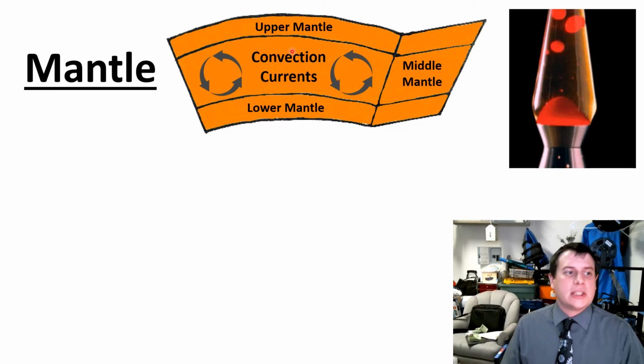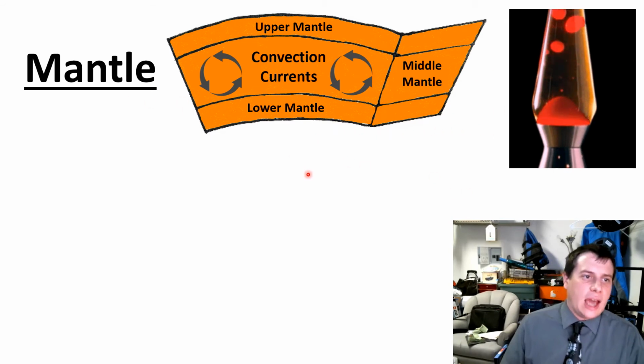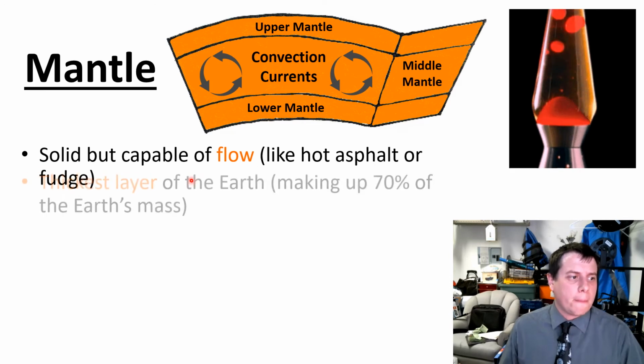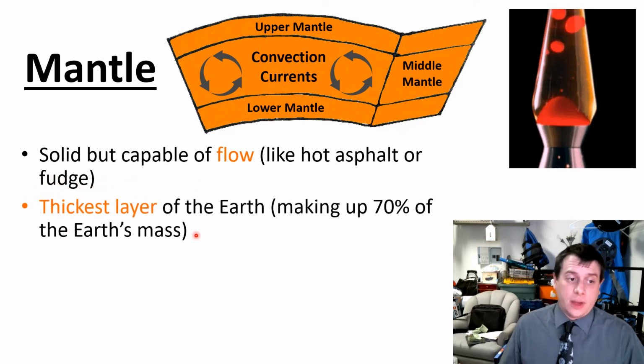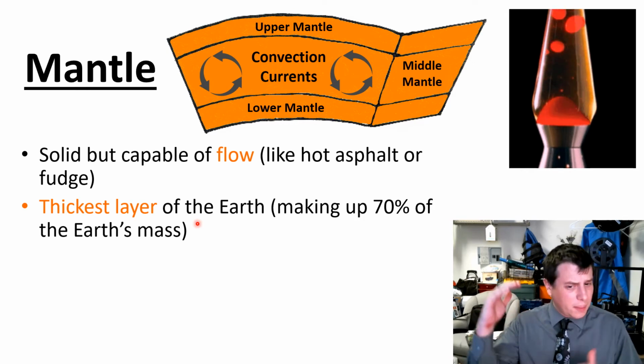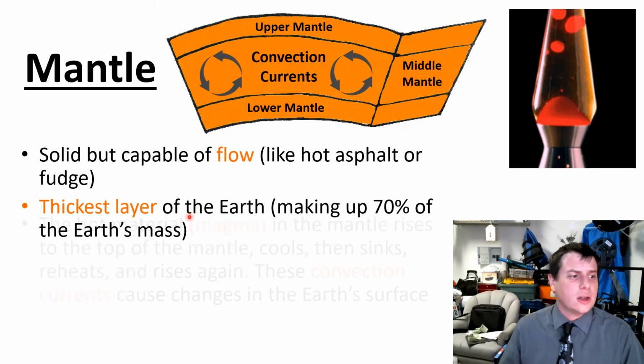So let's show you guys what this actually means for the Earth. Let's break this away from just the diagram here and the model of a lava lamp, and let's take a look at the actual mantle. All right, so it is solid but capable of flow, like asphalt or fudge or something like that. So it's kind of soft and goopy, but it's able to move. It is the thickest layer of the Earth. It makes up about 70% of the Earth's mass. Like I said, it makes up between 67 and 70%. Kind of depends on the thickness there, and the estimates vary depending on how you judge where one boundary layer starts and another one stops.